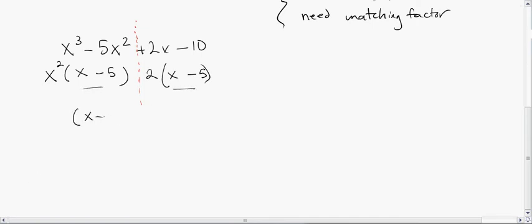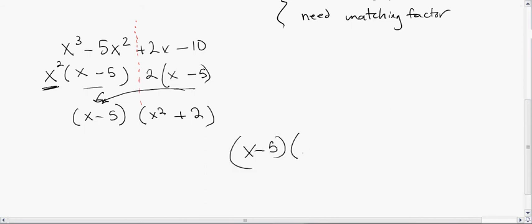Put those x minus 5s together. So I'm dividing them out of both sides of my polynomial. Now let's see what's left. When I divide x minus 5 out of the left, I have x squared left over, right? This guy is here. x squared is left. On the right-hand side, I'm dividing the x minus 5 out. So this guy's over here, and I'm left with a plus 2. Alrighty, here's my final answer, x minus 5 and x squared plus 2.